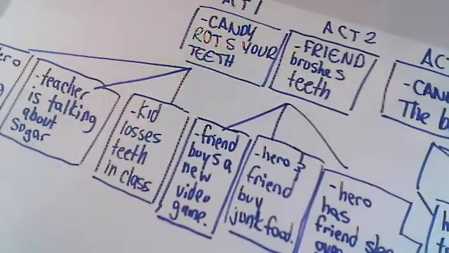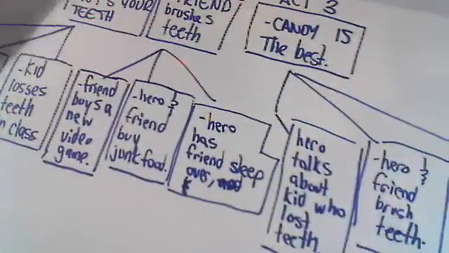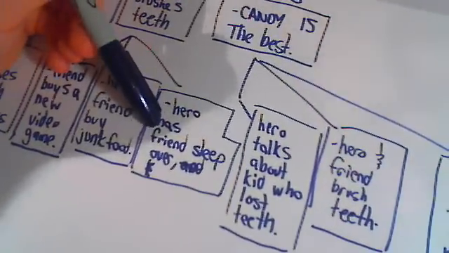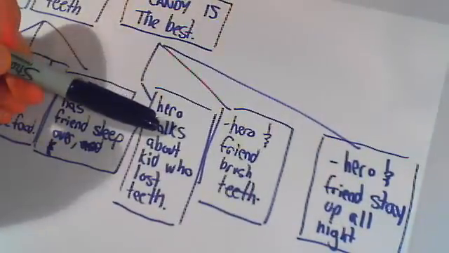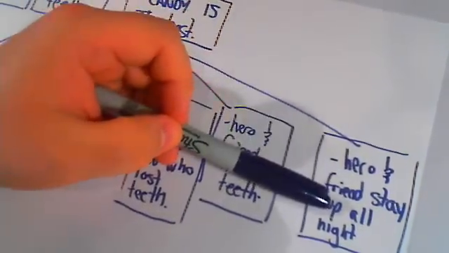So, beginning, hero is eating candy. Teacher's talking about sugar. Kid loses teeth in class. That's Act 1. Friend buys a new video game. Hero and friend buy junk food. Hero has friend sleep over. Act 2's done. Hero talks about kid who lost teeth. Hero and friend brush teeth. Hero and friend stay up all night.